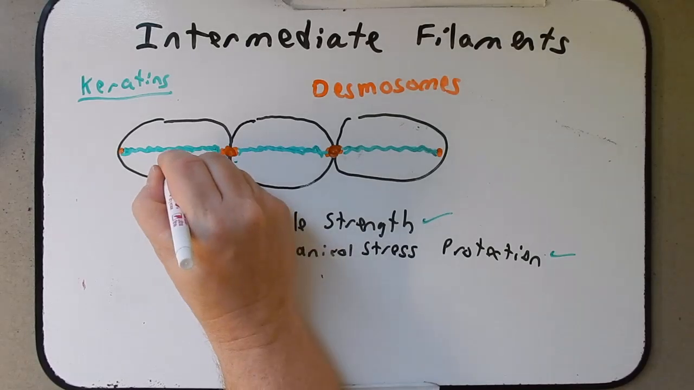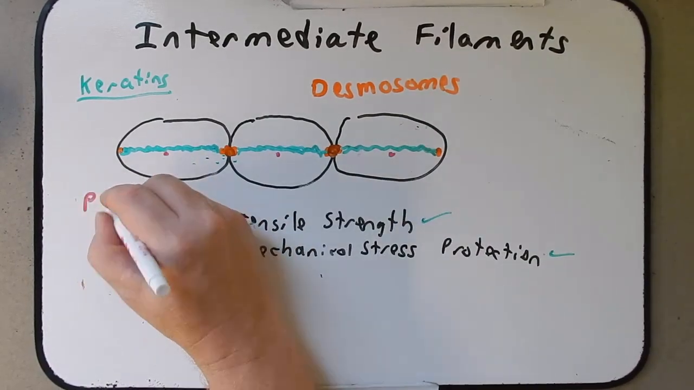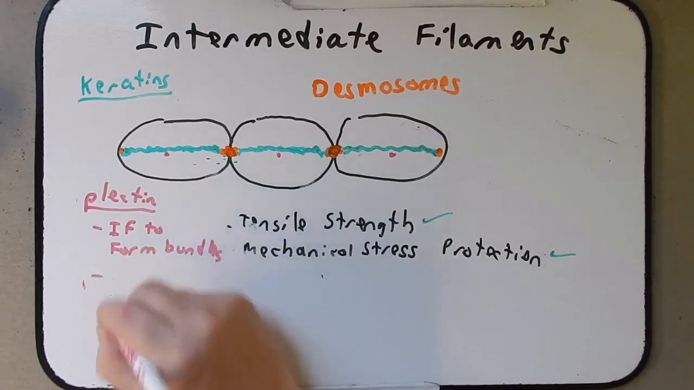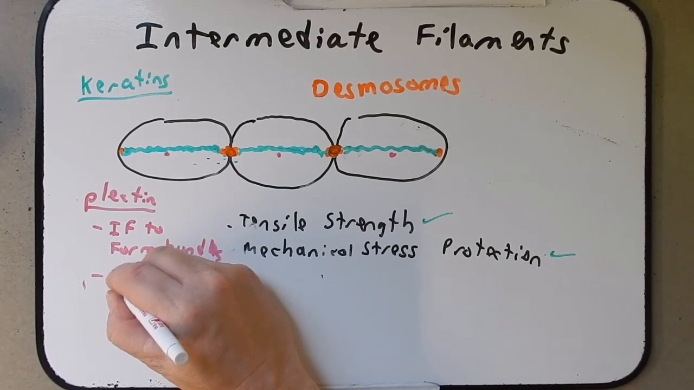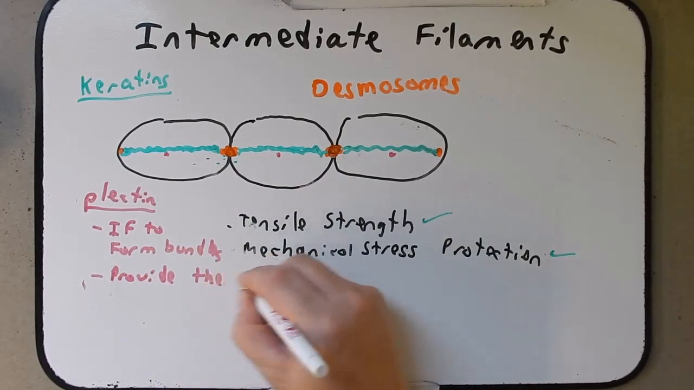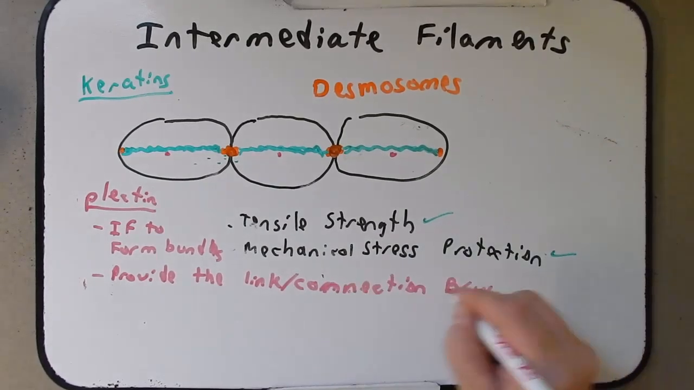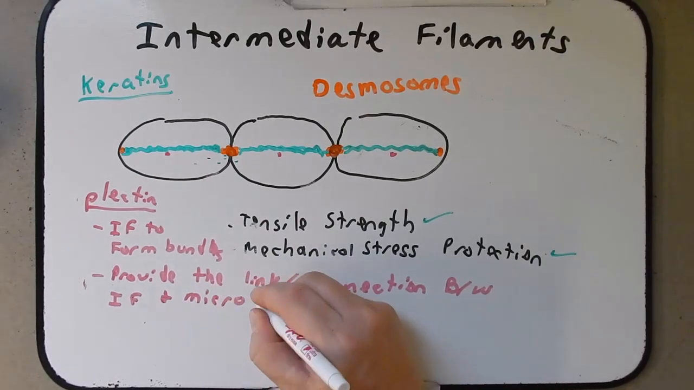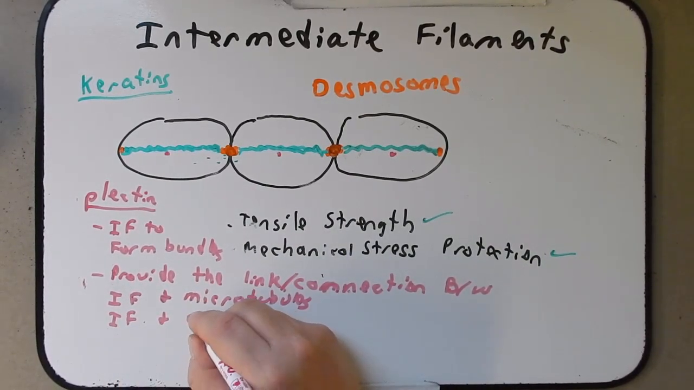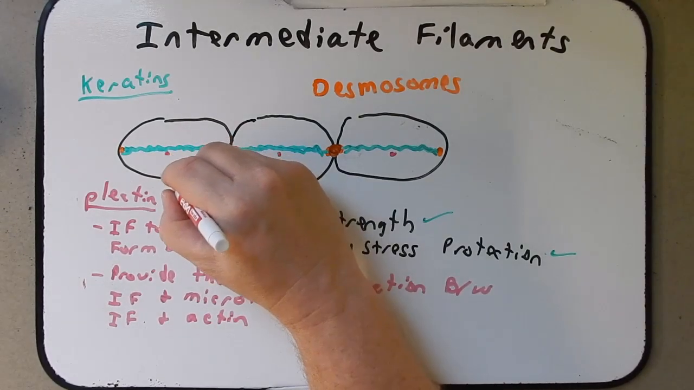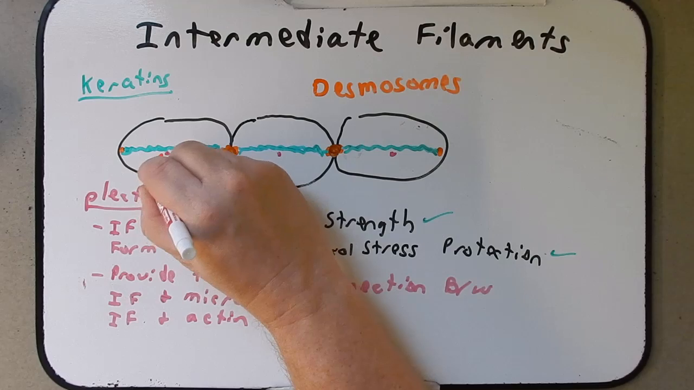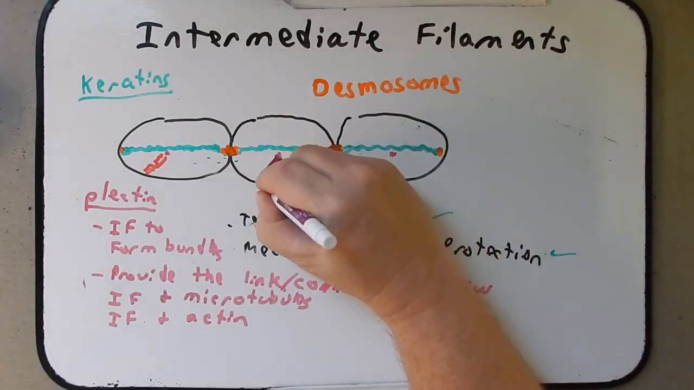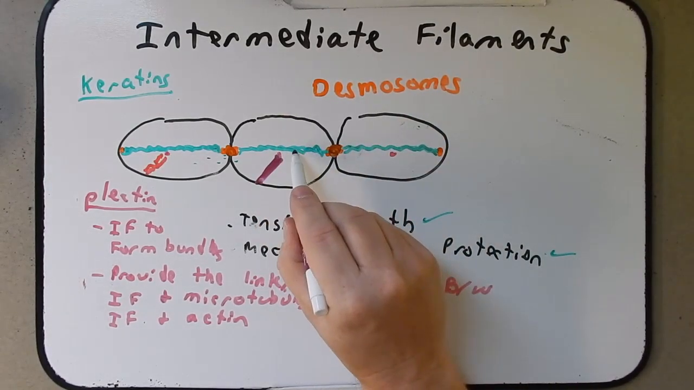I want to mention one protein that we haven't talked about yet, and these are called lectins. Lectins allow intermediate filaments to form bundles, but also to provide the link or connection, might be better to say, between intermediate filaments and microtubules, or intermediate filaments and actin. So we may have actin interacting with the intermediate filament through these lectin proteins, or we may have microtubules interacting with the intermediate filaments through the lectin protein.